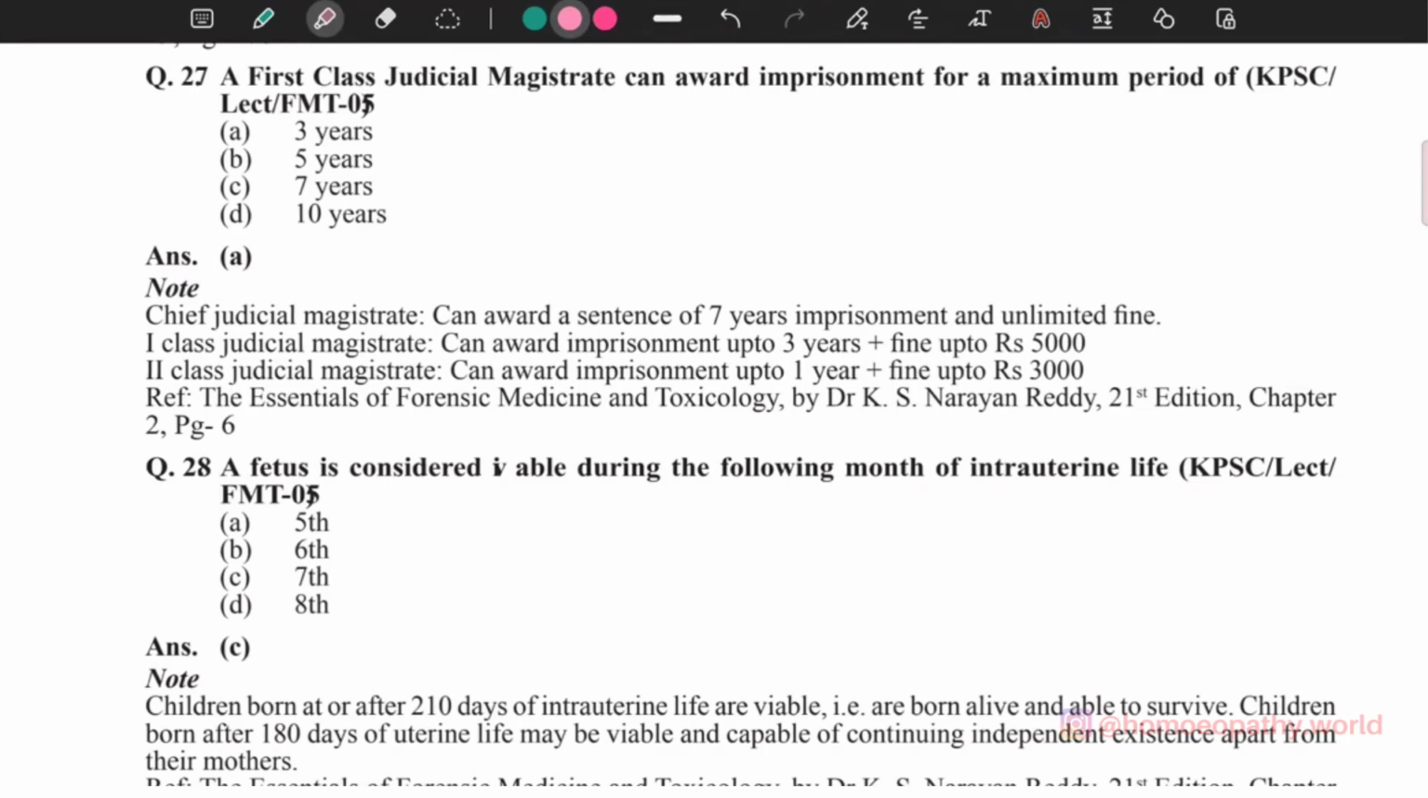Next question. The first class judicial magistrate can award imprisonment for a maximum period of A. 3 years, B. 5 years, C. 7 years, and D. 10 years. So the answer is 3 years. Not more than 3 years. That is a first class judicial magistrate. Now, if there is a chief judicial magistrate, he can give up to 7 years. And first class can give up to 3 years. And second class judicial magistrate can give up to 1 year. Okay. These are the things that are important.